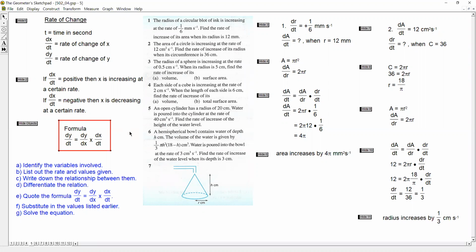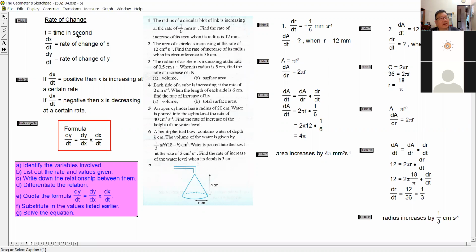No, teacher. Can understand. So can you tell me what are the steps that you need to do when you are solving this type of problem? Identify the variables involved and then list out the rate and values. Yes. Write down the relationship and then differentiate the relation. Quote the formula and then substitute in the values listed earlier. Solve the equation. Okay, right. So these are the steps.